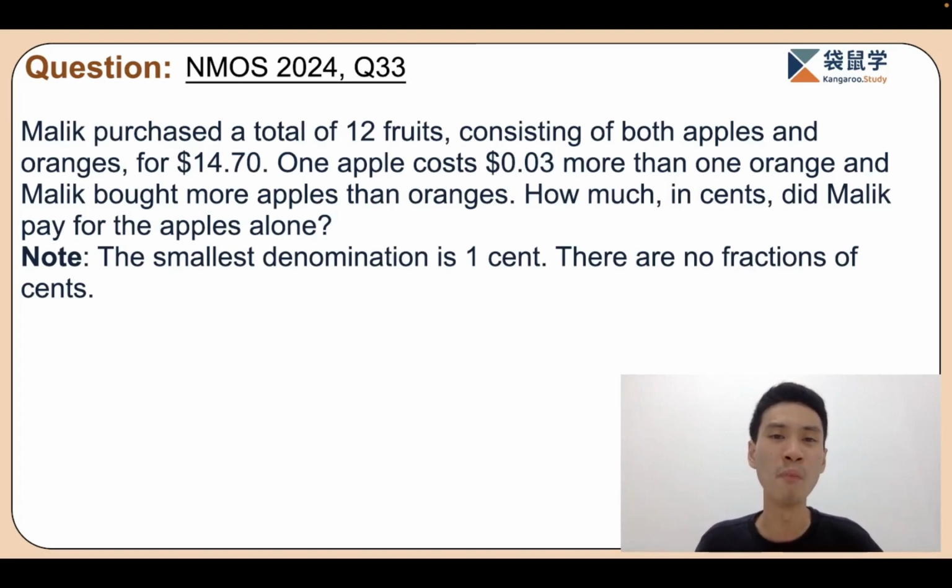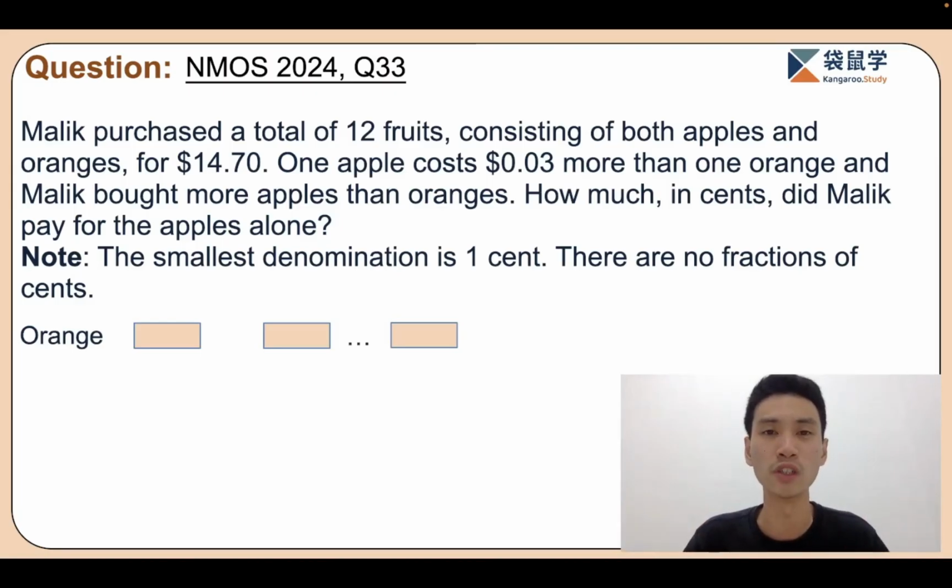So what would the model for oranges look like? Well, we don't yet know the price or the quantity. So what we can do is draw a certain number of boxes first to represent the oranges. The length of each box represents the price, and the number of the boxes will represent the quantity.